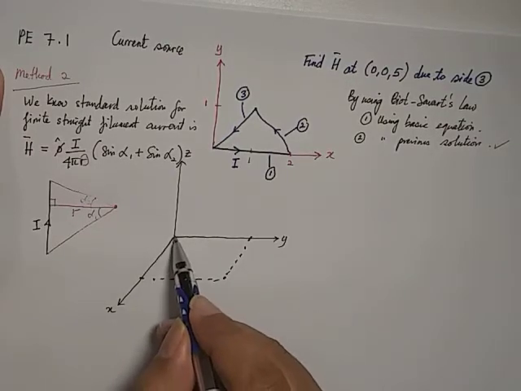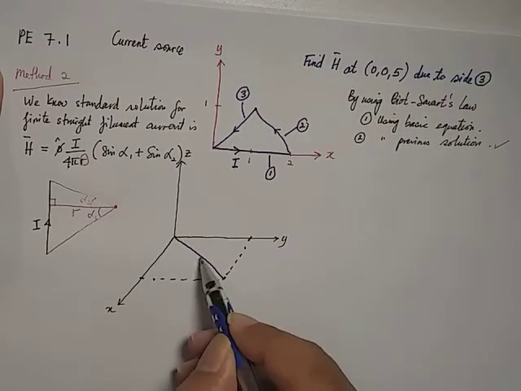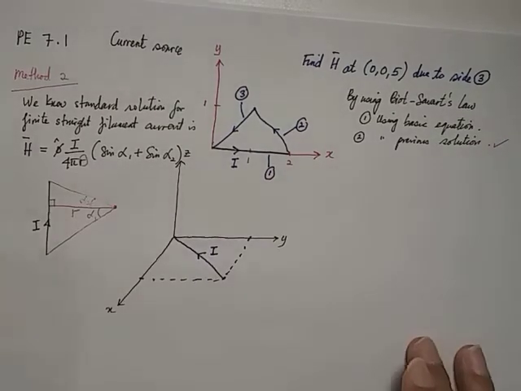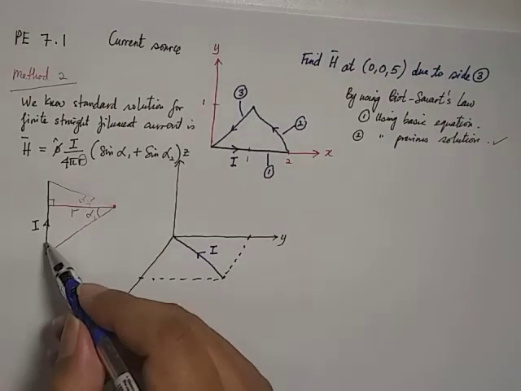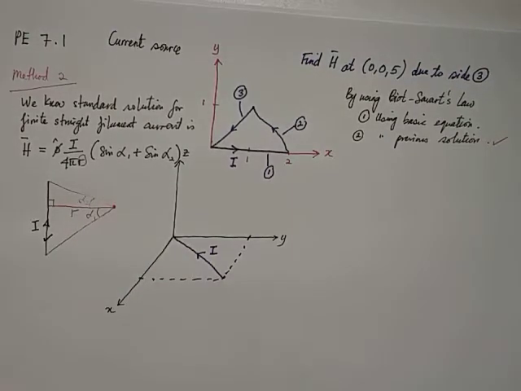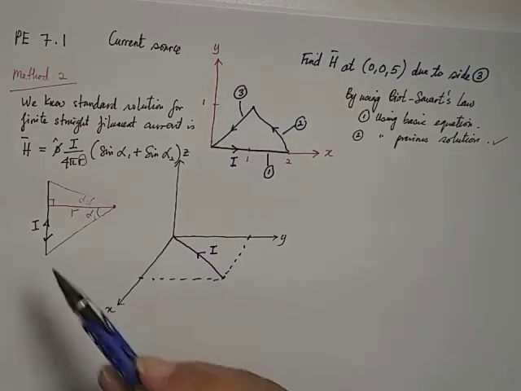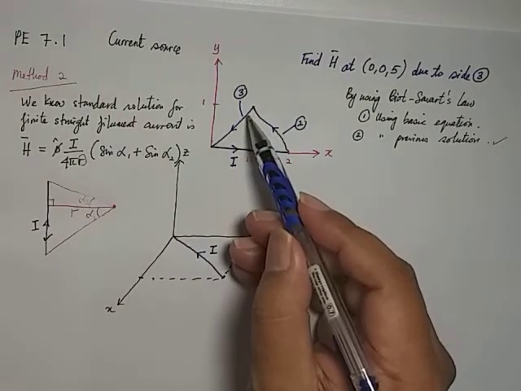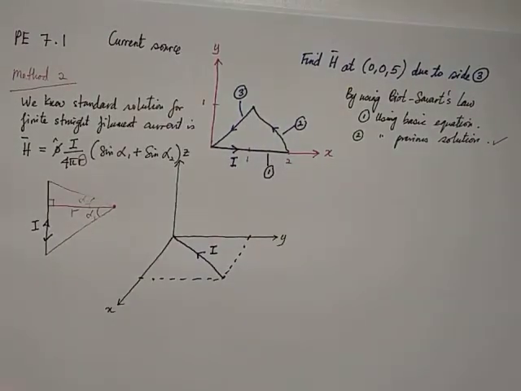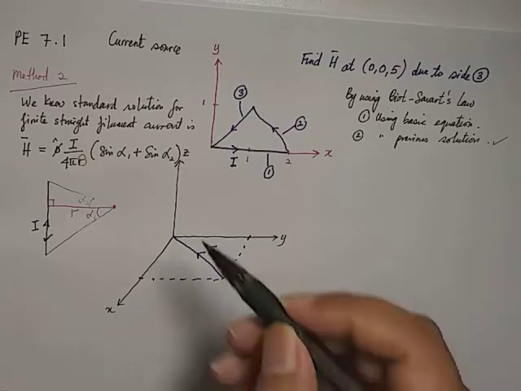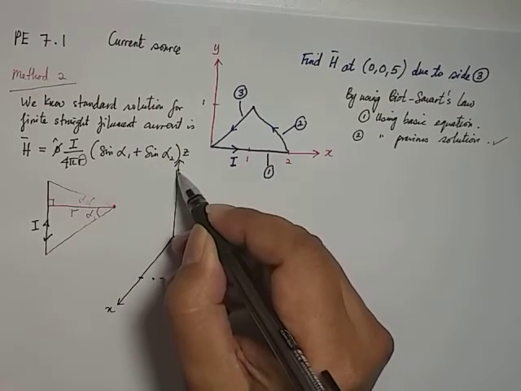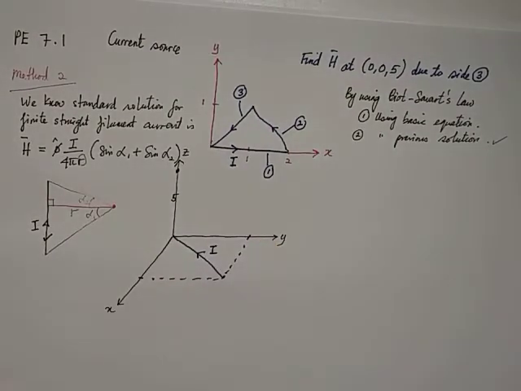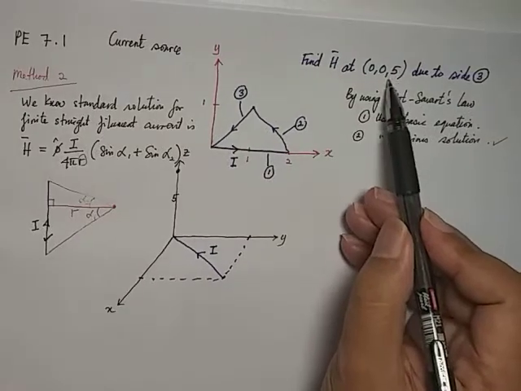So the straight line is going to be, so this is acting as my side number 3. What I have done, I've already shown this part of the diagram here. So this should be the current source from this point to this point, which is referring to side number 3. Then I'm going to find my H at this position. Okay, so it's 5 here. So that should be the distance from the source.